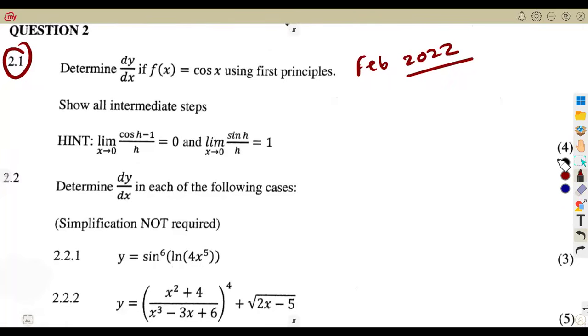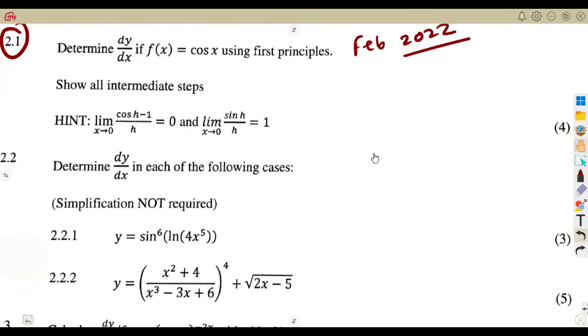It can help. So like I was saying on question number 2, where we are asked to find the derivative there of y with respect to x, and this question, like I was saying, we talked about this in our February 2022 exam, if I'm not mistaken.